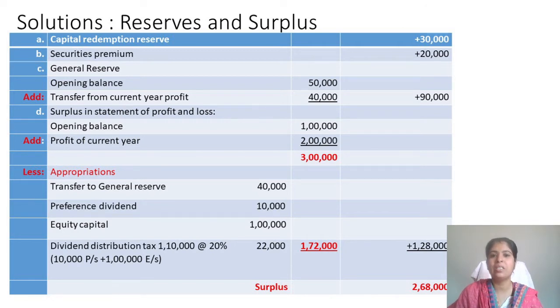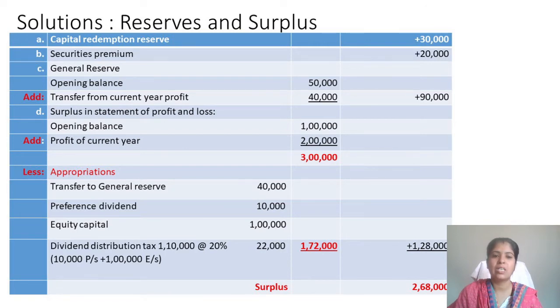This amount has to be deducted from your profits, that is previous year profit plus current year profit, which was 3 lakhs. 3 lakhs minus 1,72,000 is 1,28,000. Now this amount has to be added to the other values in the outer column of reserves and surplus: capital redemption reserve 30,000, securities premium 20,000, general reserve 90,000, surplus in the statement of profit and loss 1,28,000, total amounting to rupees 2,68,000.